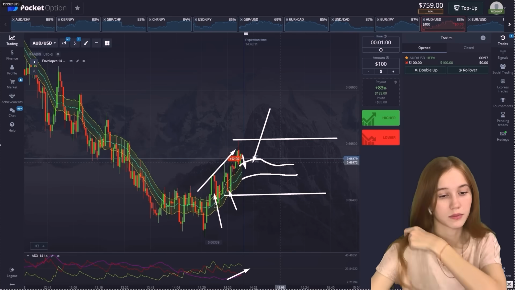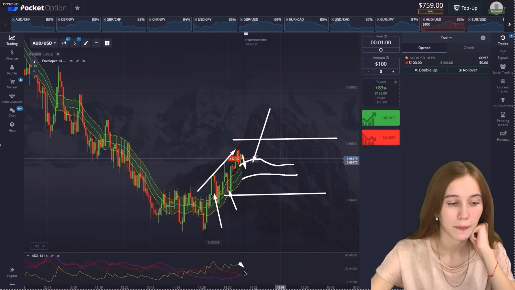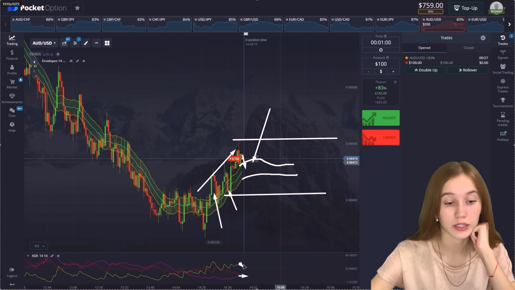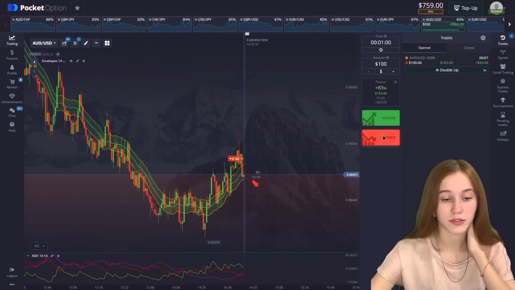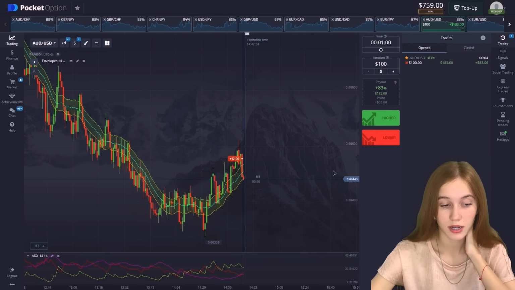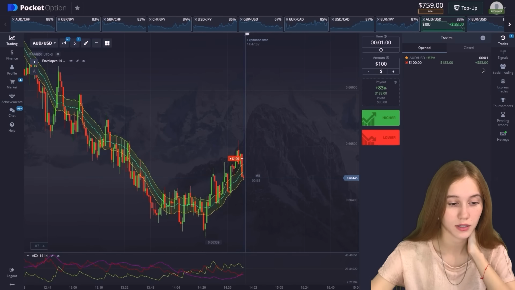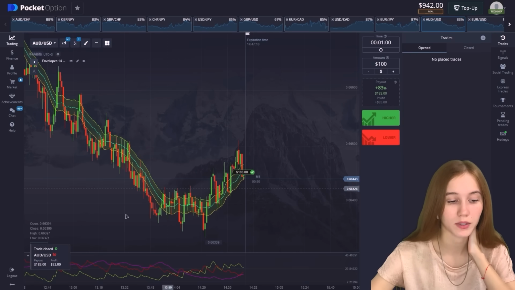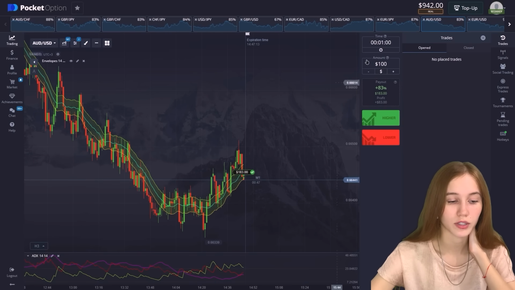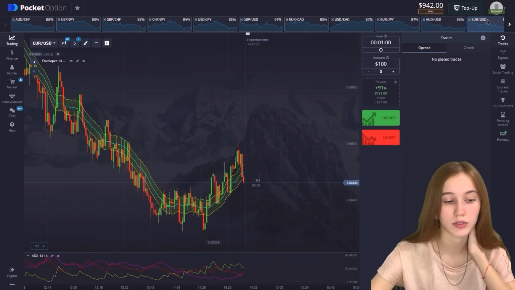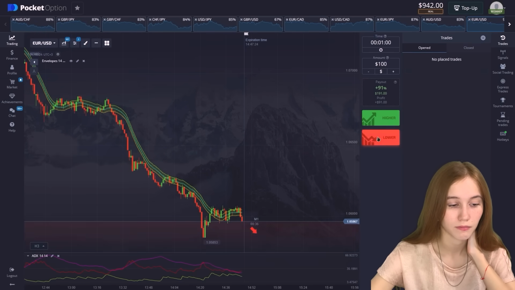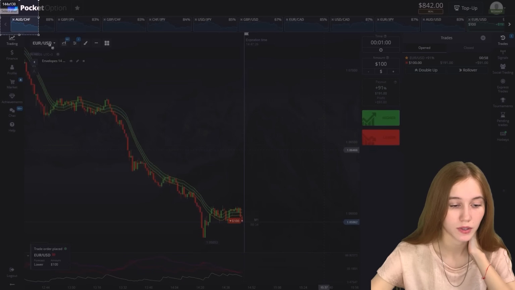ADX, we see intensity is growing. The green line begins to fall, and the red line begins to level off. This indicates a change in trend. There are 8 seconds left until the end of the deal, and we open down. Let's see, 2 seconds left. 1, yeah, good. Plus deal, profit is $83. $942 on our balance. Now we will open for decline. Let's move on to the next concept.